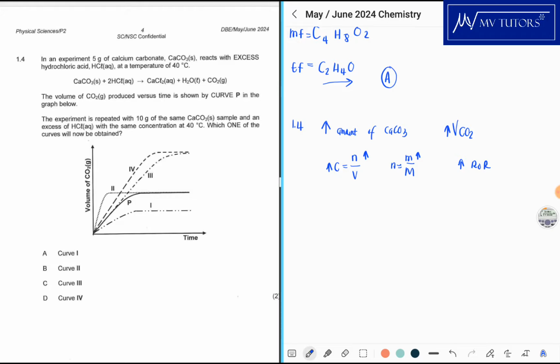So we're expecting a steeper graph for P. Okay, so if it's steep, we're looking at option 2 and option 4. But if we're looking at the amount that increased, we're looking at option 3 and option 4. So the common denominator here is option 4. So our answer is D.